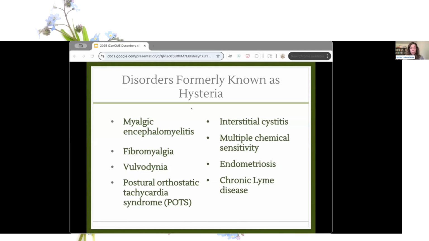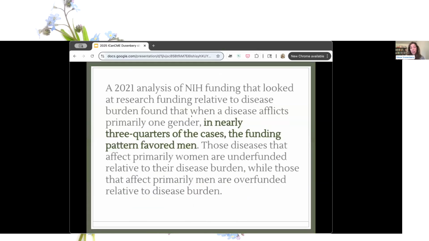And I don't think I need to tell this audience, but it's just very difficult to overstate how little research funding these conditions have received. So in general, conditions that impact more women than men tend to be underfunded compared to their disease burden, while those that affect primarily men are often overfunded relative to disease burden.